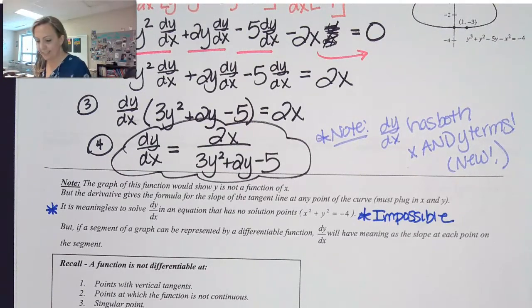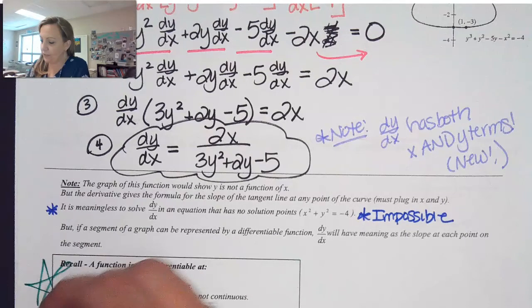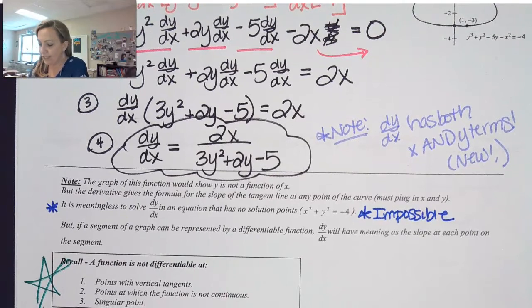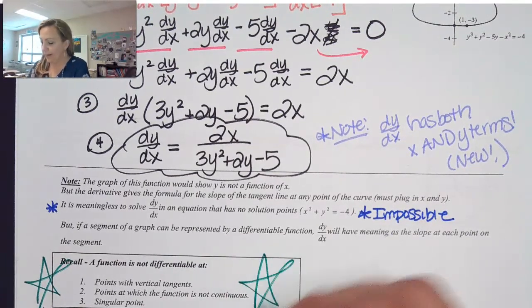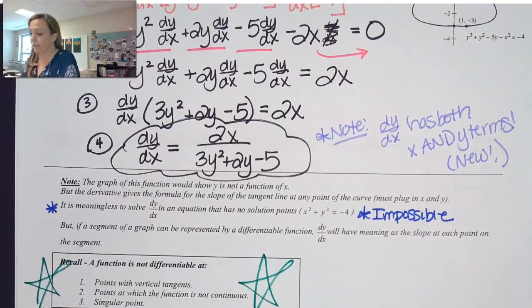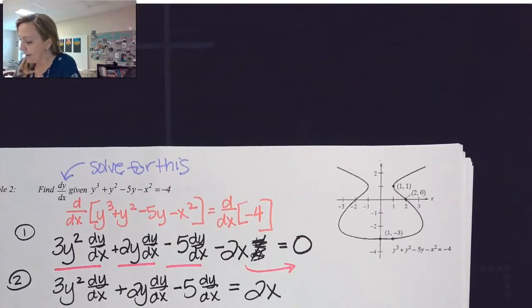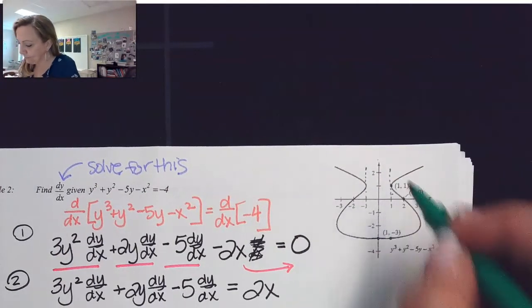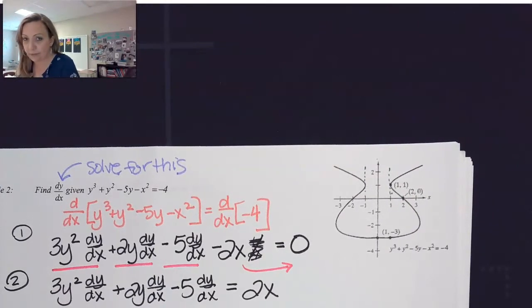Remember that a function is not differentiable, I'll use a different color for that because it's a different story, at points with vertical tangents, at points where the function is not continuous, or if it's like a singular point. So for example, if we look at example 2, like if I were to pop up there again, do you see that there's a vertical tangent at x equals 1? Okay, I'll just make this little note.